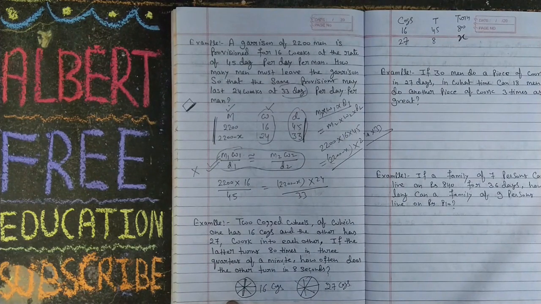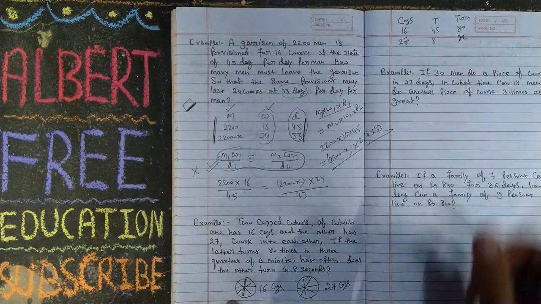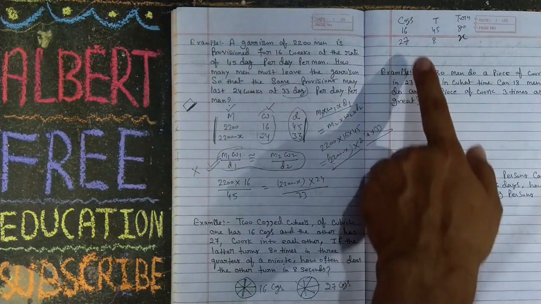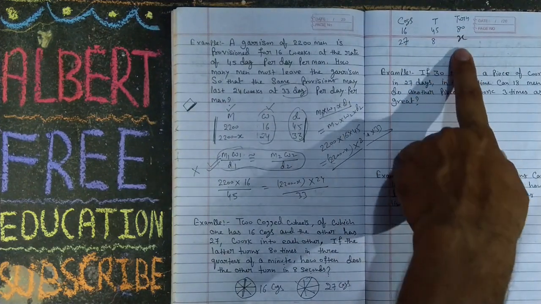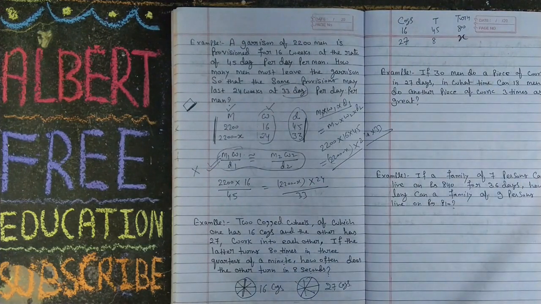So for your answer, which one is the weightage now? These cogs, and this is the time, and this is the turn. He is asking about the turns. So this is also a different question, with 16 cogs.